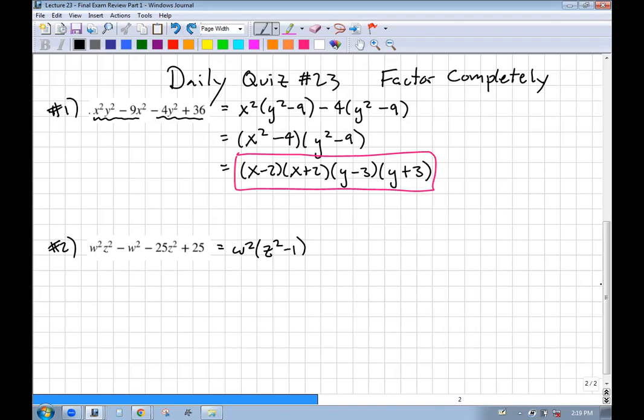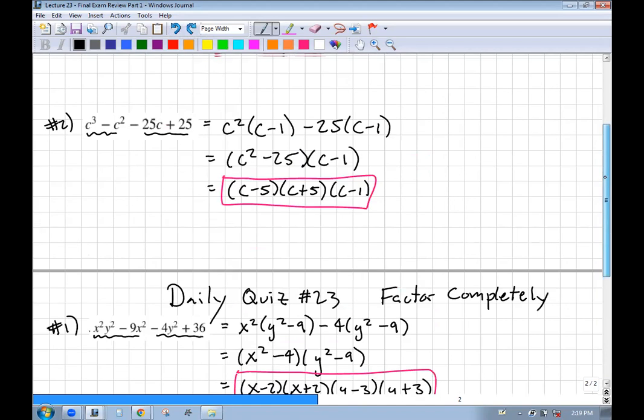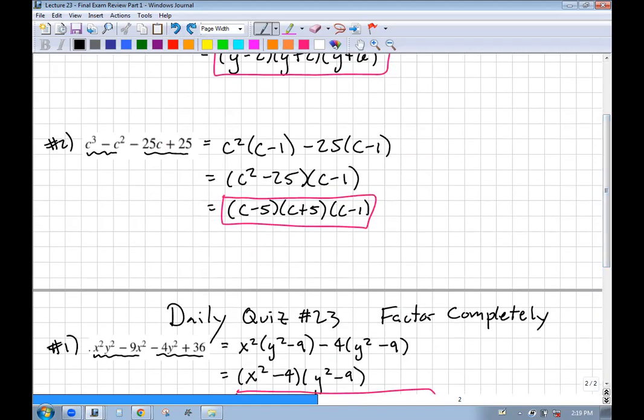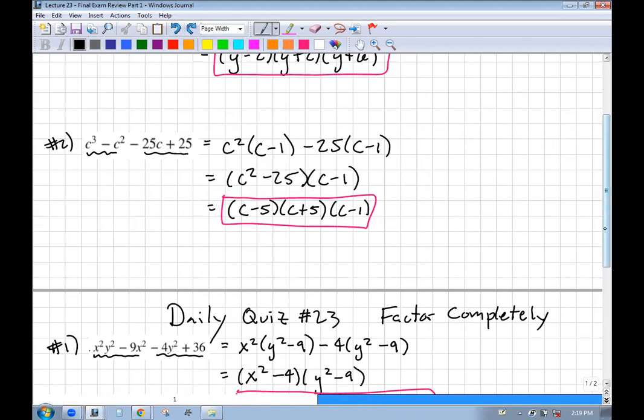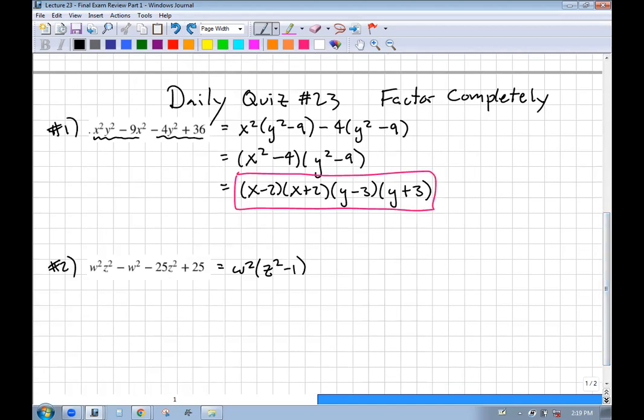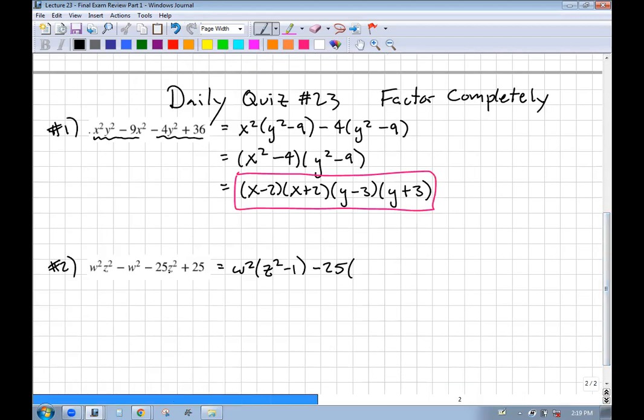This looks familiar. Did we just do this one? 1 out of 25. Oh, it's just like this one. All right, we're going to pull out a minus 25. That's going to give us a Z squared minus 1. So I have W squared and a negative 25, both times Z squared minus 1.